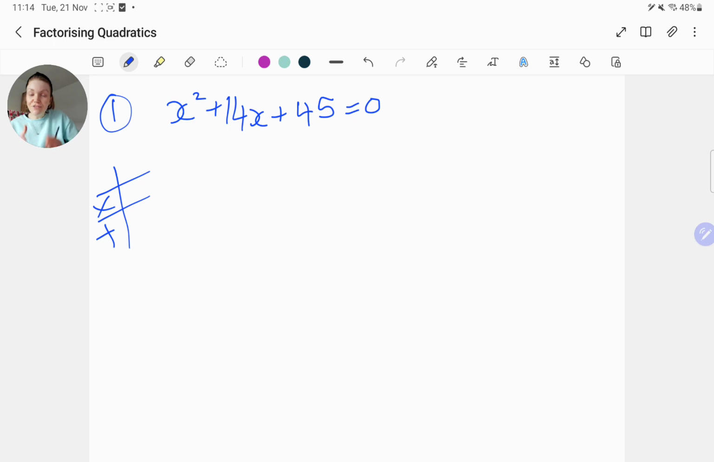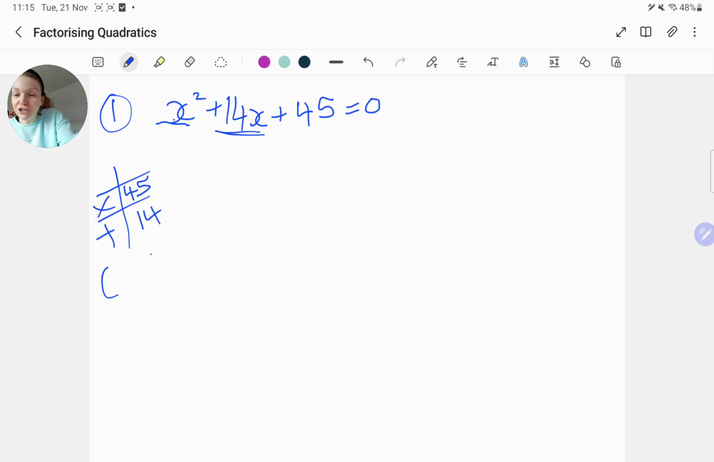So multiply to give the two outside terms. So 1, because there's a 1 there, times 45, which is 45. And we always add to give the middle term, which is 14. I'll say it again. This is a quadratic. You're asked to solve it in your exam. Do your little grid, multiply to give, add to give. Multiply to give the two outside terms, add to give the middle term, okay?